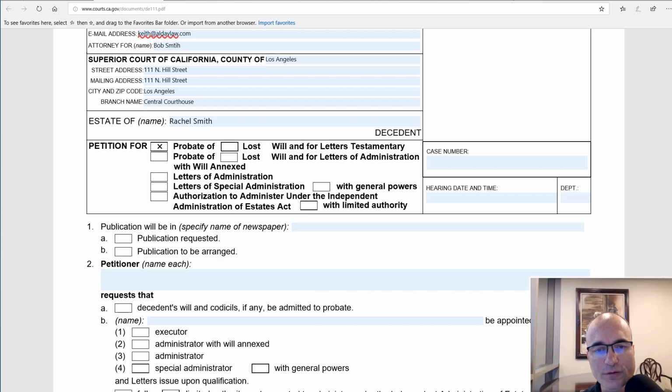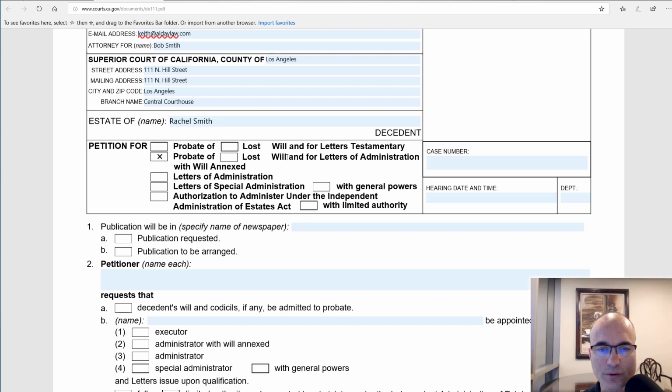And then this form is asking, are you going to petition for probate of a will and for letters testamentary? The only difference between letters testamentary and letters of administration with will annexed is whether or not the person who you want to act as the personal representative is named in the will. If a person is named in the will, they're the executor. And as the executor, you're asking for letters testamentary. So you just check this first box. If the person who you want to act as personal representative is not named in the will, but there is a will, then you'll check the second box.